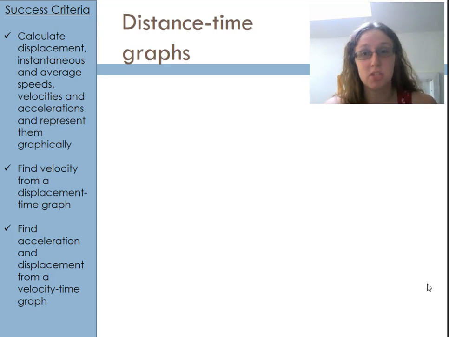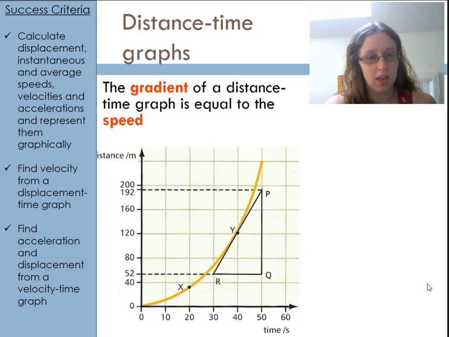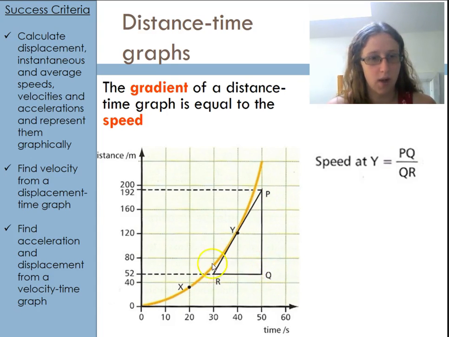Okay, so let's have a look at some of these graphs then. So first up are distance-time graphs, which you should be really familiar with anyway. So for a distance-time graph, the gradient of a distance-time graph will give you the speed. So if I wanted to find the instantaneous speed of this object at point y, so the speed at y, I would look for the gradient of it at that point. So as you can see, I've drawn the tangent, and I'm just going to find the gradient of that triangle, which is PQ over QR. So that would give me the instantaneous speed.